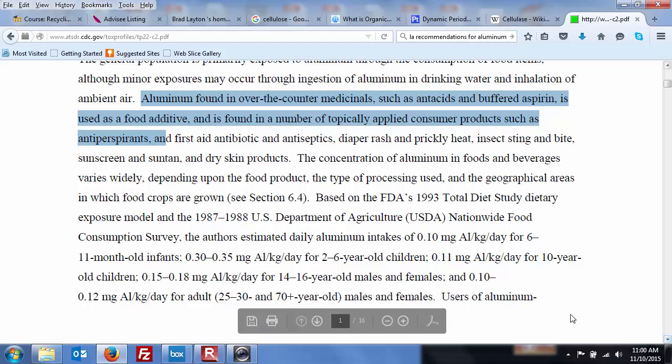Okay, so here's what I was looking for. Based on the FDA's 1993 Total Diet Study Dietary Exposure Level, the authors estimated daily intake, so 1/10 of a milligram per kilogram per day, 3 times that much for 2 to 6-year-olds, not quite as much for 10-year-olds. I guess this is because they quit putting things in their mouths once they get a little bit older, and then on up the ladder.